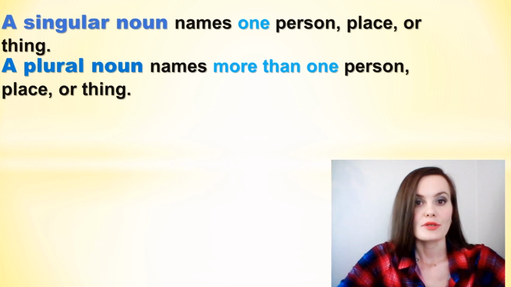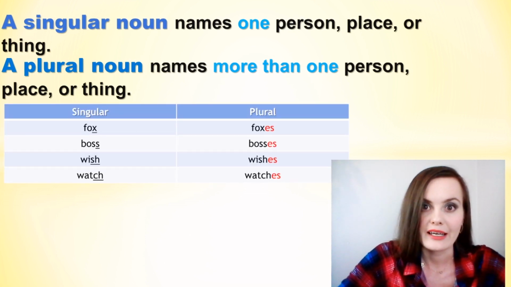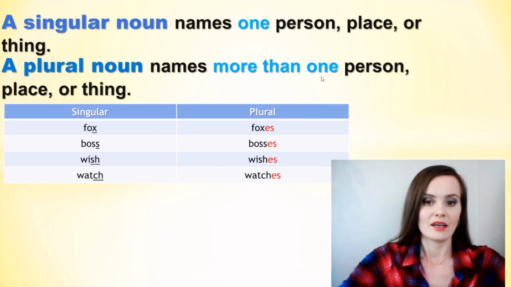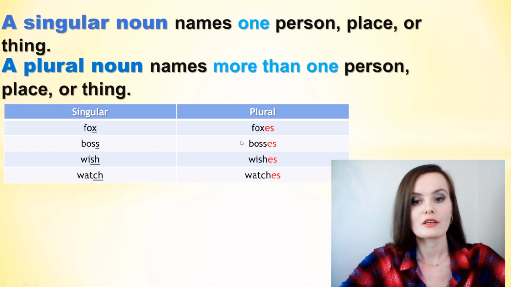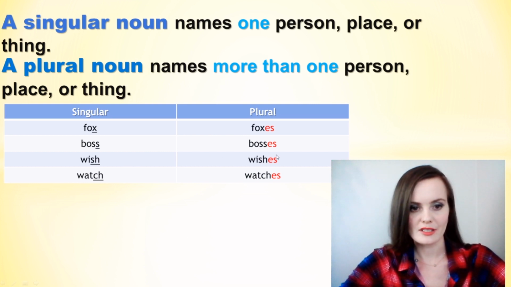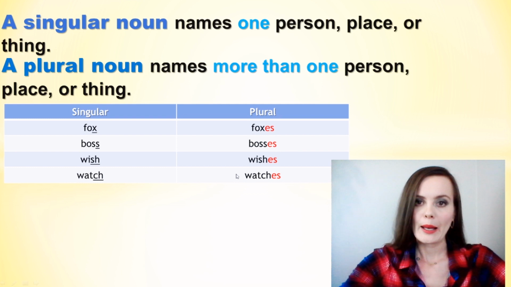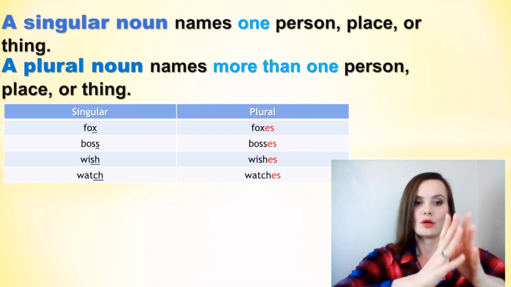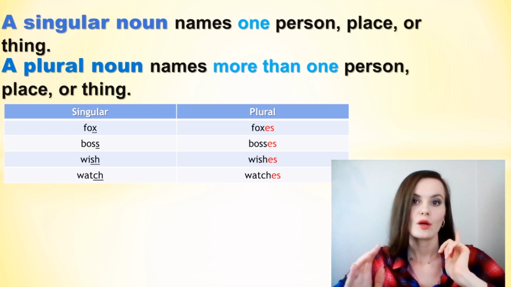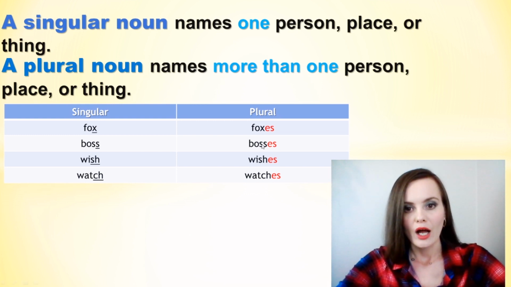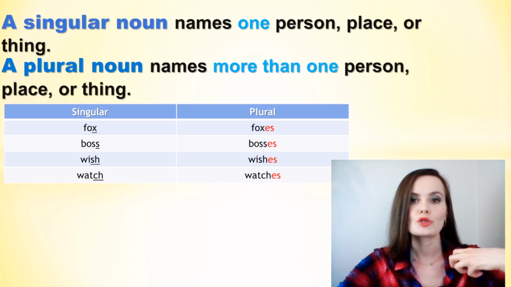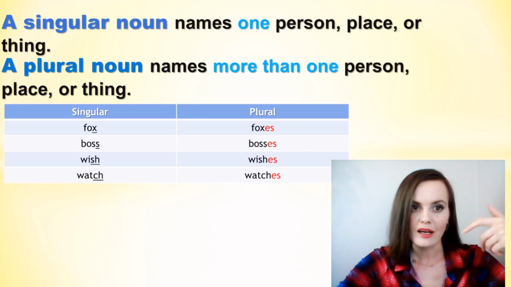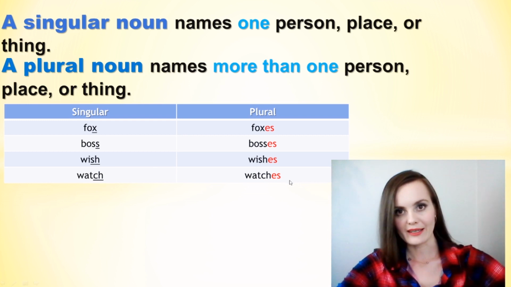So again, we keep in mind that a singular noun names one person, place, or thing, but a plural noun names more than one person, place, or thing. Let's look at this table. In here you can see the words fox, foxes, boss, bosses, wish, wishes, watch, watches. Based on these examples, what can you tell me? Again, we have singular and plural nouns. One fox, many foxes. What rule do we use? By looking at these examples, how do we make the plural noun out of these singular nouns? What do you need to add at the end?